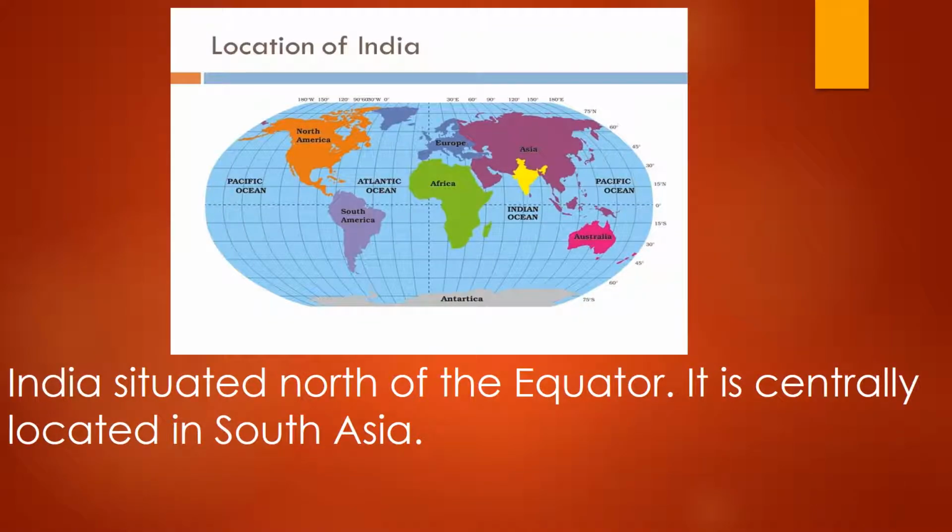So class, in this slide we learn about the location of India. India is situated north of the equator and lies entirely in the northern hemisphere. It is situated in the continent of Asia. It lies completely in the northern hemisphere and the eastern hemisphere. It is centrally located in the South Asia.